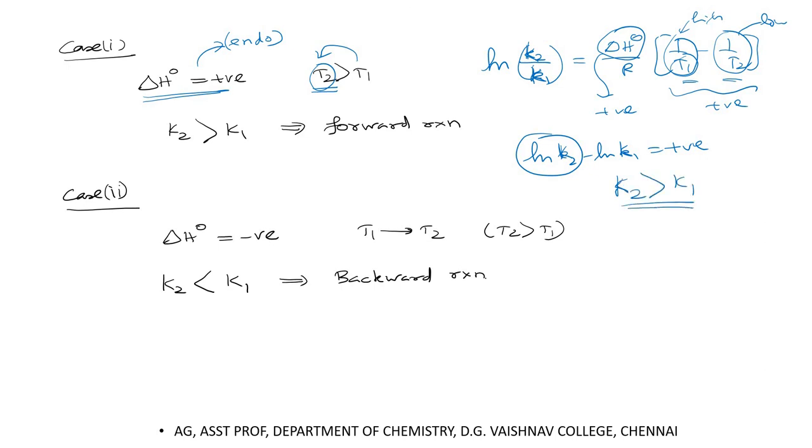So what inference do we get from this? Listen, if delta H naught is positive, in those reactions, if we increase the temperature, the equilibrium constant will increase. The value of the equilibrium constant will increase. It means the reaction occurs to a larger extent in the forward direction.